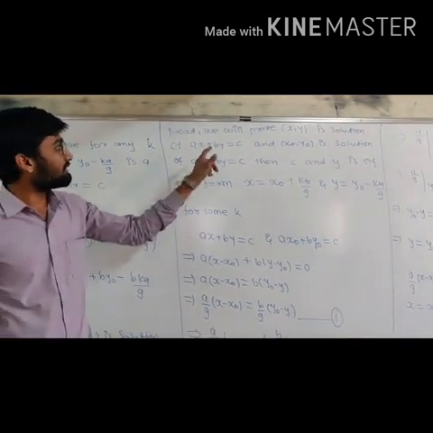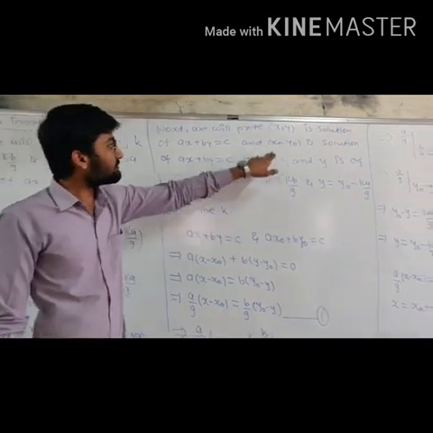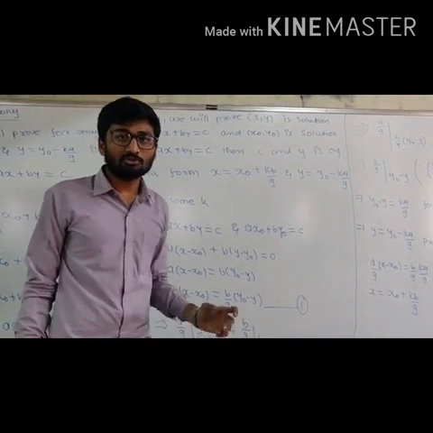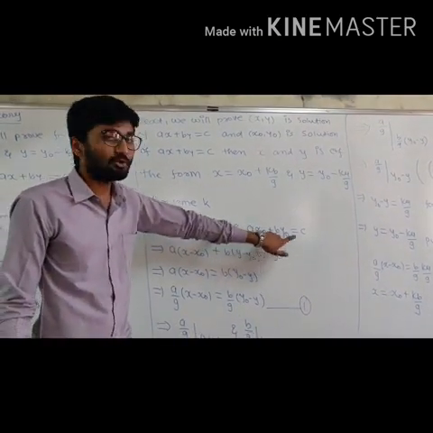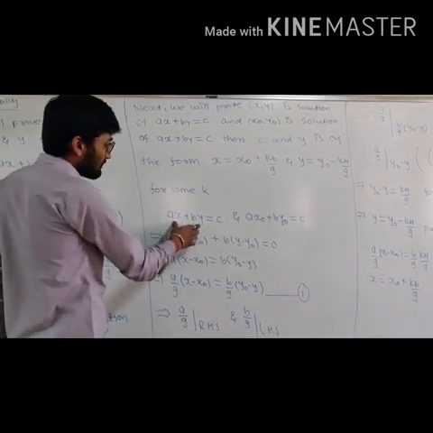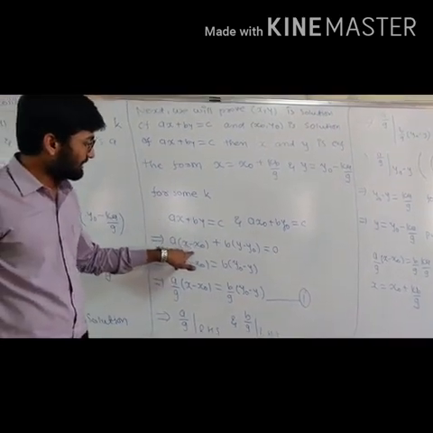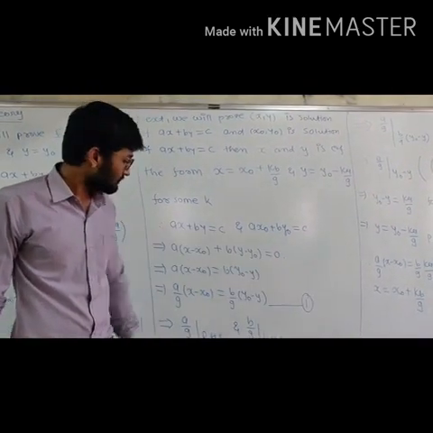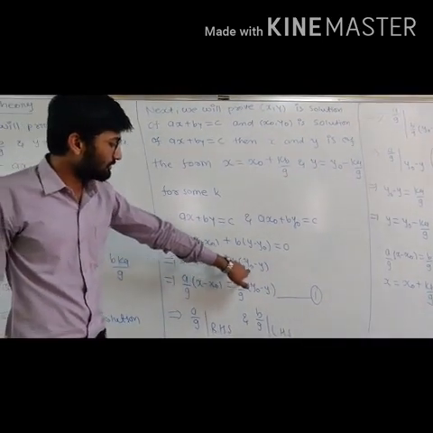So we have x and y is a solution of this equation. Therefore, ax plus by equals c. And x0, y0 is also a solution of ax plus by equals c. That means x0 and y0 satisfy the equation. Therefore, a x0 plus b y0 equals c. Now, subtract this equation from the other. Therefore, we get a into x minus x0 plus b into y minus y0 equals c minus c, that means 0. Now a into x minus x0 equals b into y0 minus y.